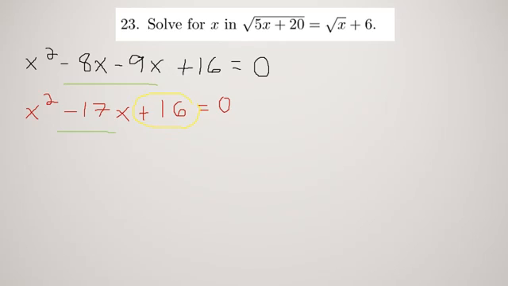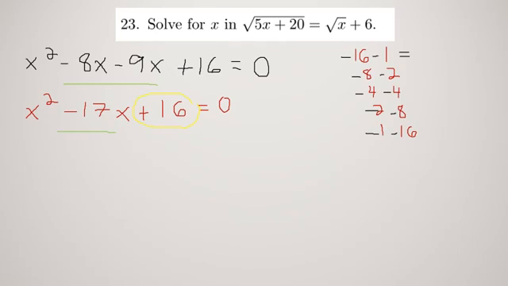So, ano yung mga factors sa 16? Meron kang 16 times 1, 8 times 2, and then 4 times 4, tama? So, since negative ang middle term, ibig sabihin negative sila, ang mga signs nila. So, negative, negative, and so on. Dapat ang sum ng factors niya is negative 17. So, let's try this.